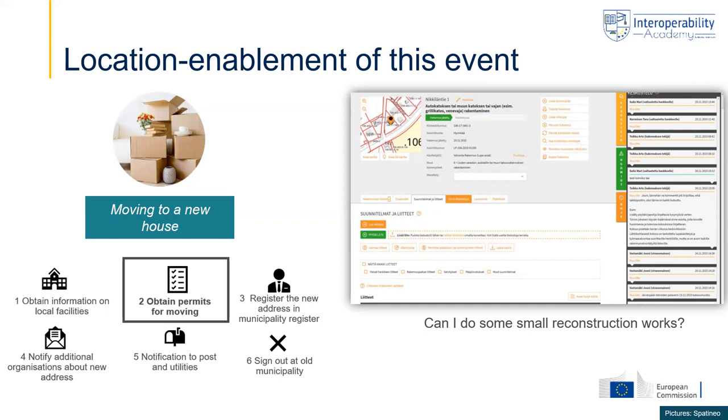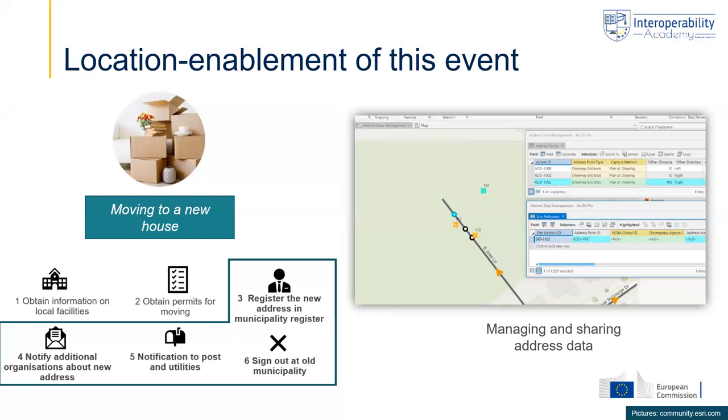Now, if you look at the other steps, we see here it's a lot about sharing, providing and managing address data, which is also something where location technologies could be very helpful, in the sense that they allow different public authorities and organizations to make use of the same information, which is also correct, avoiding that as a citizen you need to provide this information multiple times. So also here we see the added value of location data. Just some examples with regard to the situation of moving to a new house and the services that you need when you plan to do this.